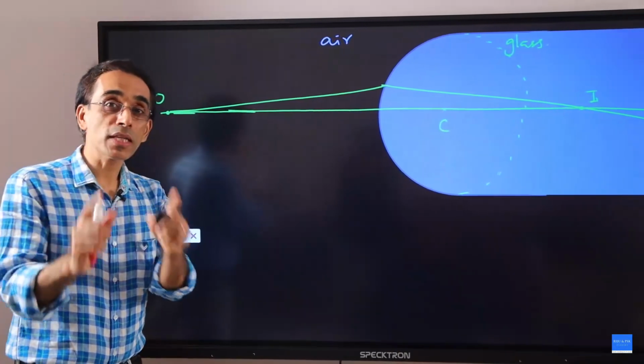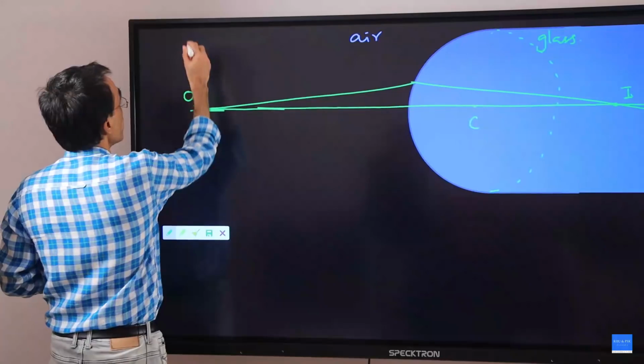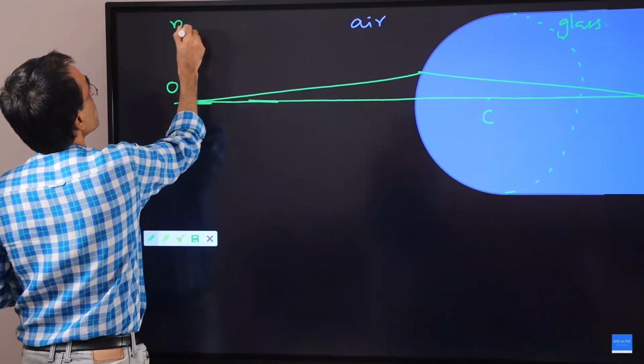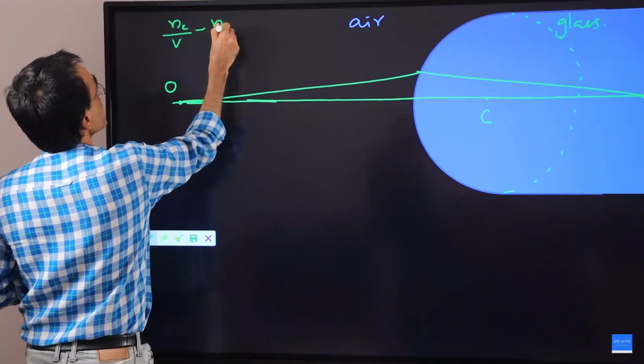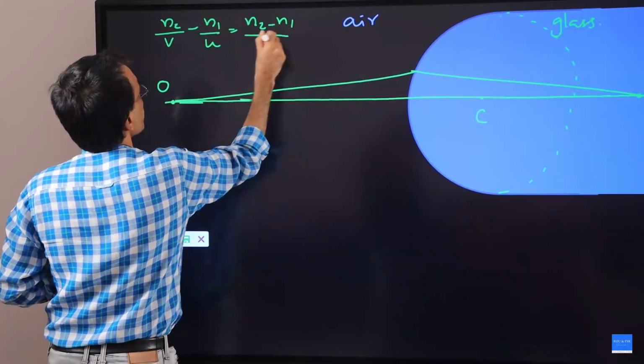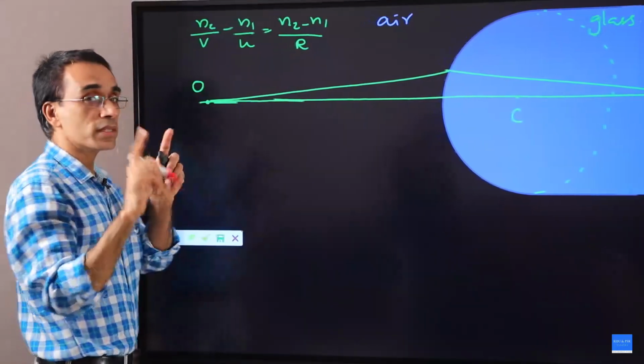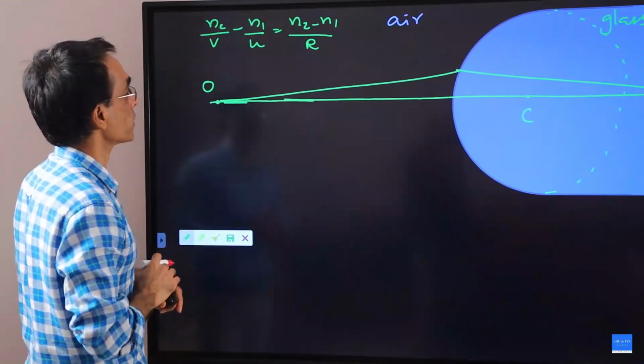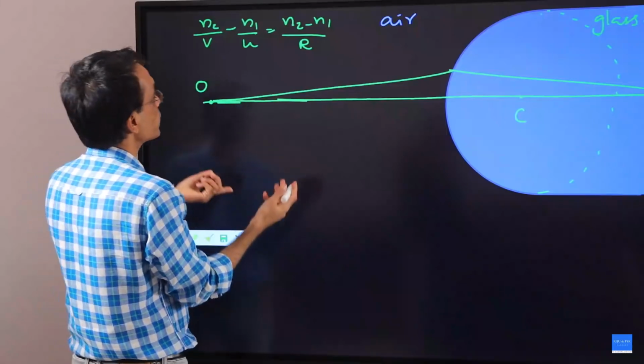Let us do that using the equation. And what is the equation for this one that we derived earlier? N2 by V minus N1 by U equal to N2 minus N1 divided by R, with this Cartesian sign convention. And what is U, what is V, what is R?